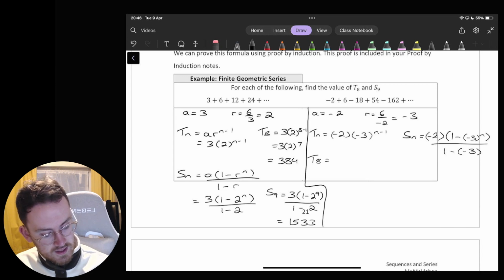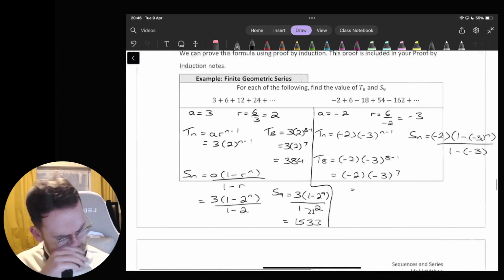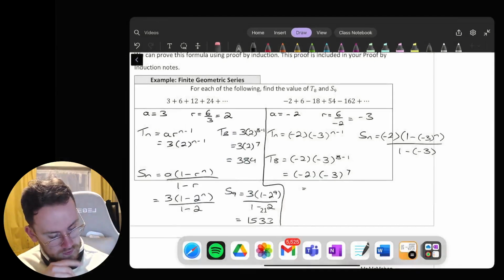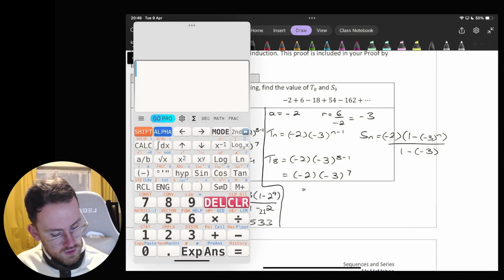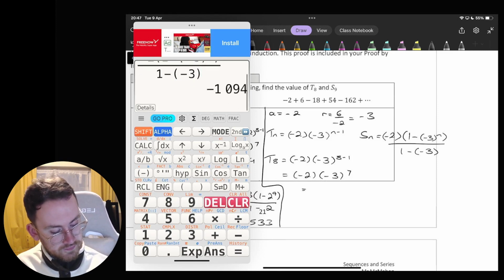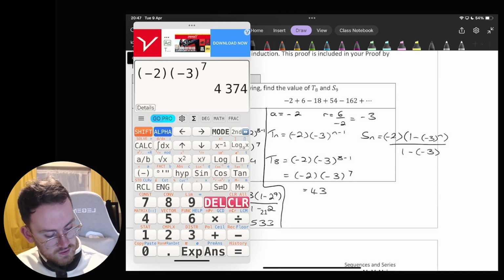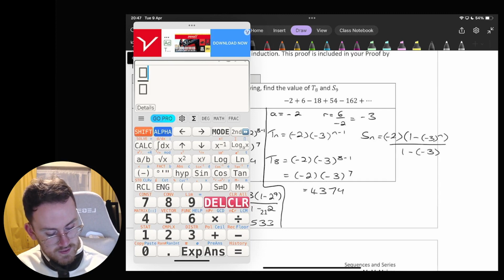Finding T8 then is going to be minus 2 times minus 3 to the power of 8 minus 1, which of course is minus 2 times minus 3 to the power of 7. I'll get my calculator here and work that out. Keeping my brackets here is going to be one of the hardest parts. Excuse me, I went for the wrong one first. Minus 2 times minus 3 to the power of 7 is 4,374.